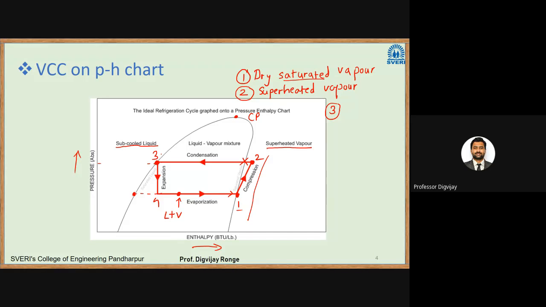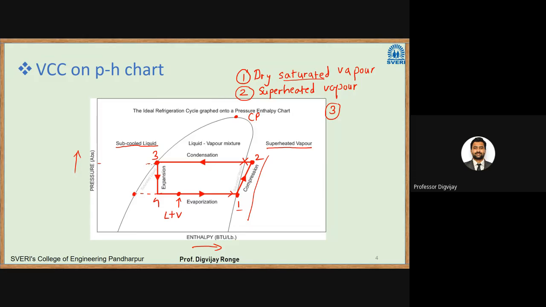Okay, I have one answer, saturated liquid. So Rohit says it will be saturated liquid. Yes, that is correct, because 3 lies on this curve. This curve is the saturated liquid curve. So that is why point 3 will be saturated liquid.